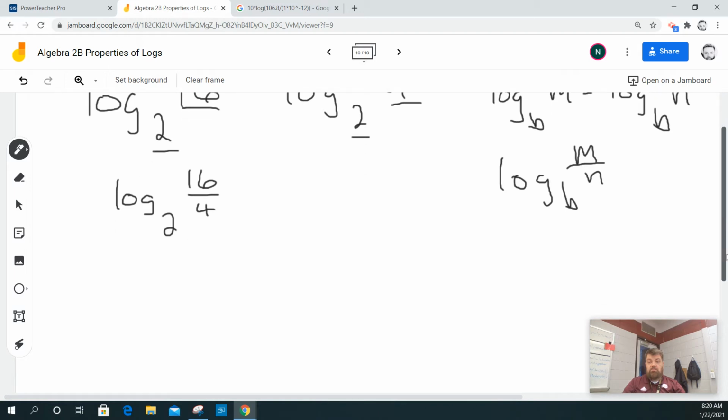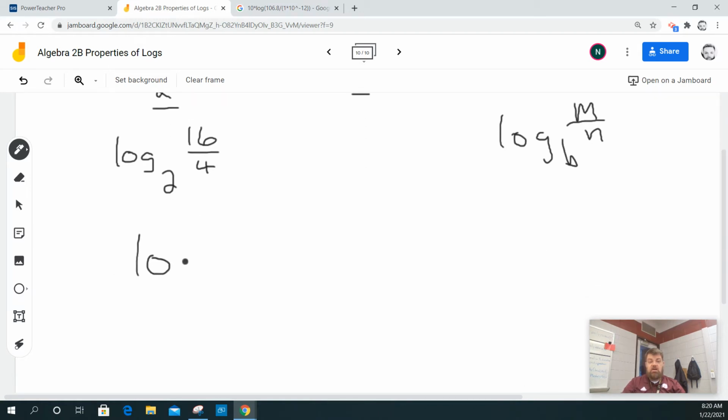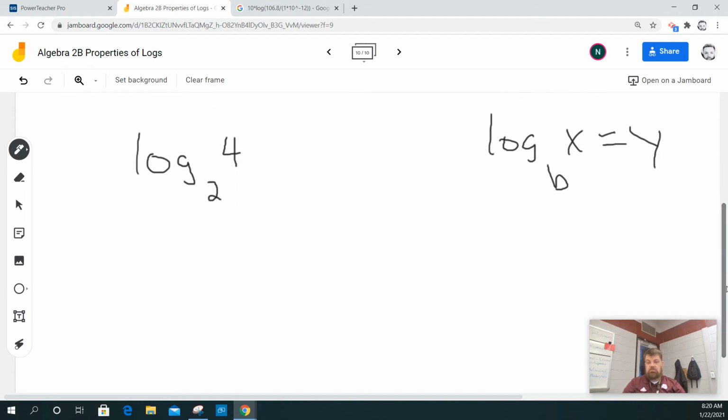Now, this problem's rigged up in the sense that log base 2 of 16 divided by 4, well, 16 is divisible by 4, so that would be 4. Right? Now, remember that when I have log base b of x equals y, that relationship is b raised to the y equals x. All right? So I could say b raised to some power. I don't know what it is, right?